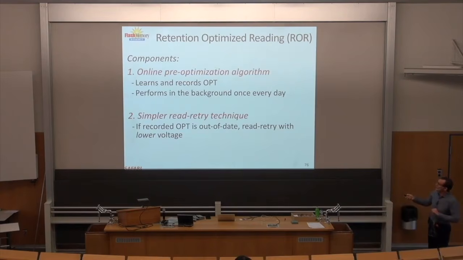So one component is you online pre-optimize. You learn and record this optimal read reference voltage as much as possible. And you do this in the background once every day. So now you see that pattern, right? For these different errors, you do some background characterization once every day and predict what your voltage will be. And if your recorded optimal voltage is out of date, meaning that you use this read reference voltage, but you still get errors that are not correctable, then you do a read retry with a lower voltage.